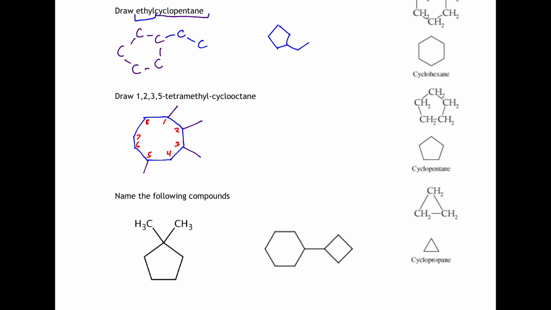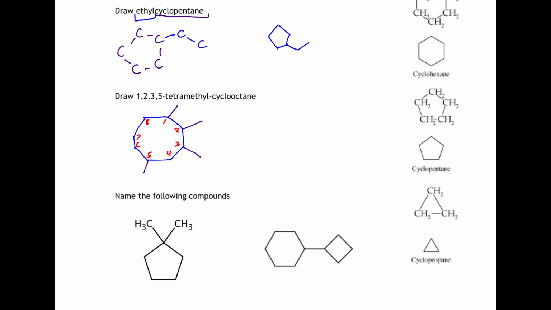Now we can start the numbering anywhere, but this way of numbering gives us the smallest total number. 1, 2, 3, 5 will be the smallest arrangement of numbers you could get for this shape. If I started numbering somewhere else, I'd get an 8 in there, and that would be bad. Okay, I got that. Any other questions based on this? This is how I would number it.